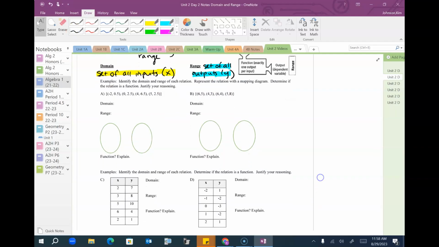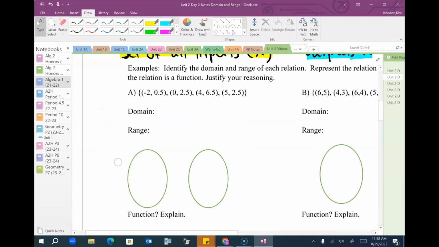So when we look at a set of ordered pairs and we want to identify the domain, what we do is list out all the x values. So I'm going to go through and highlight the x's in -2, 0, 4, 5. I'll list those in order from least to greatest. The smallest of those numbers is -2, then 0, then 4, then 5. If there are any repeats, we just don't repeat that number.